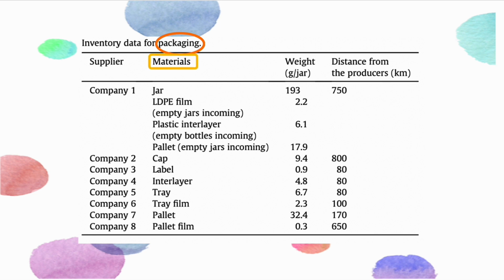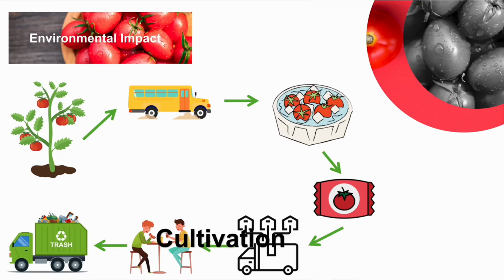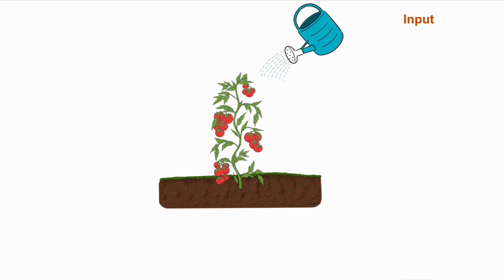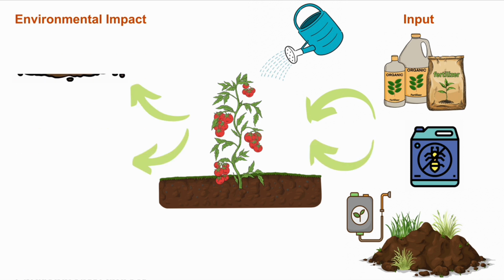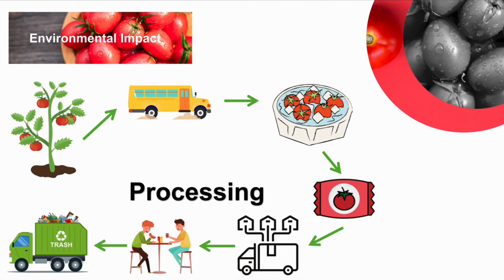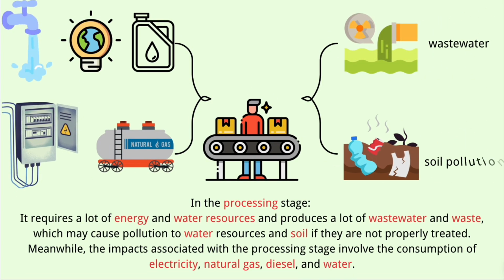The environmental impacts of tomato paste during its life cycle mainly include land use, water resource use, chemical discharge, and waste disposal. In the planting stage, tomato planting needs to consume a lot of water and land resources, and in the planting process, a lot of chemical fertilizers, herbicides, pesticides, and other chemicals may be used, which may pollute the soil, air, and water resources. In the processing stage, it requires a large amount of energy and water resources and produces a large amount of wastewater and waste. Meanwhile, the impact associated with the processing stage relates to the consumption of electricity, gas, diesel, and water.